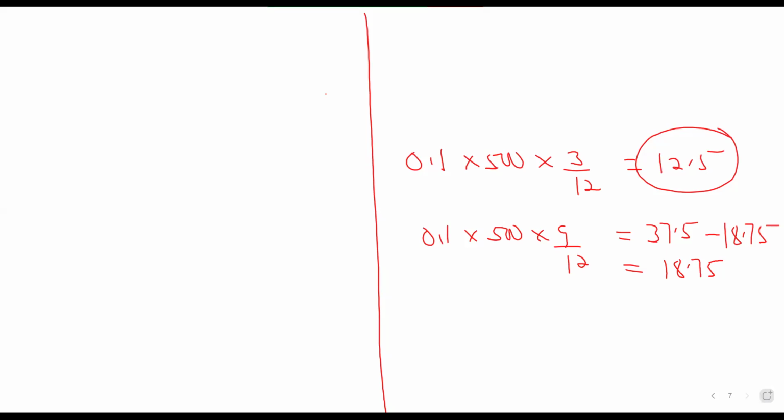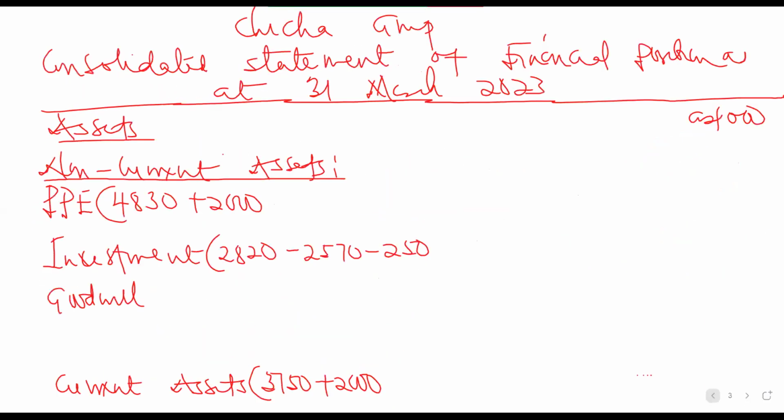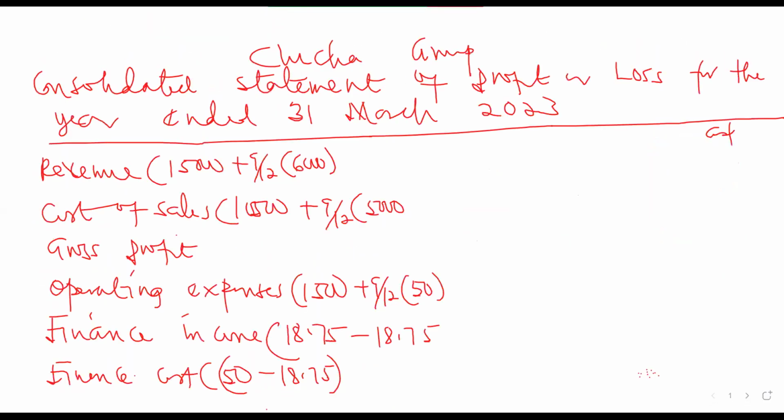18.75. Okay, let me also show you another way. Try this one and see. Okay, fine. So this is the total finance cost, which is 50. So let's find the 9 months and see. If you find 9 months of it, what are you getting?